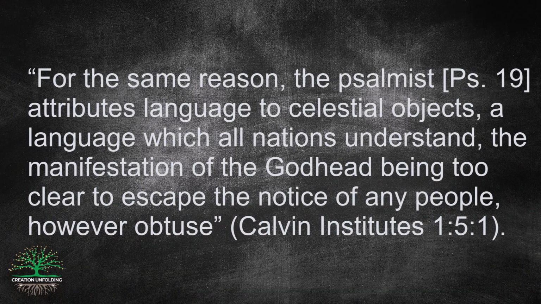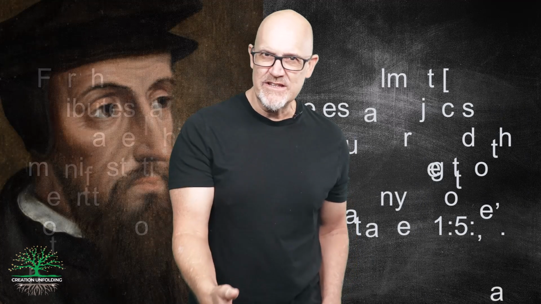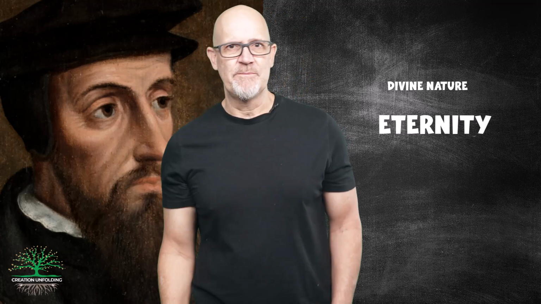For example, Calvin said, "For the same reason the psalmist," speaking of Psalm 19, "attributes language to celestial objects, a language which all nations understand, the manifestation of the Godhead being too clear to escape the notice of any people, however obtuse." Essentially, Calvin is saying that many of God's attributes, for example, his eternity or his divine nature, can be discerned from the things that are made. So, for example, animals, planets and quarks, as well as the internal law of God that's written on the human heart, all speak about God in a very general way.